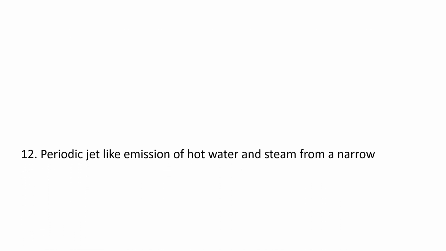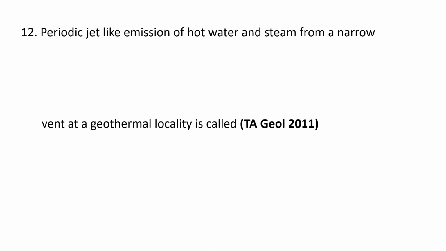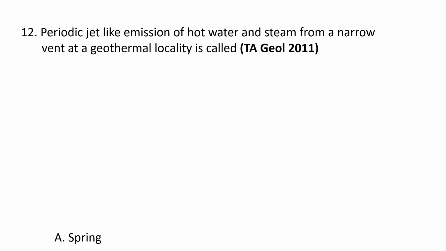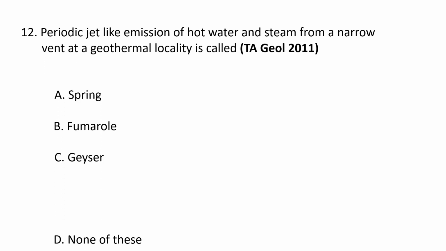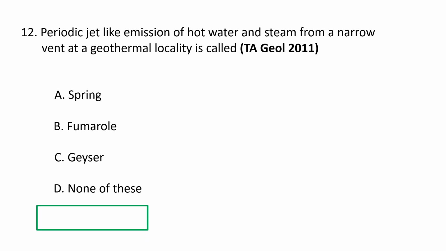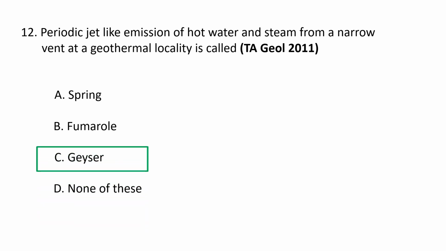Next question. Periodic jet-like emission of hot water and steam from a narrow vent at a geothermal locality is called as A. Spring, B. Fumarole, C. Geyser, and D. None of these. Periodic jet-like emission of hot water and steam from a narrow vent at a geothermal location is called a geyser.